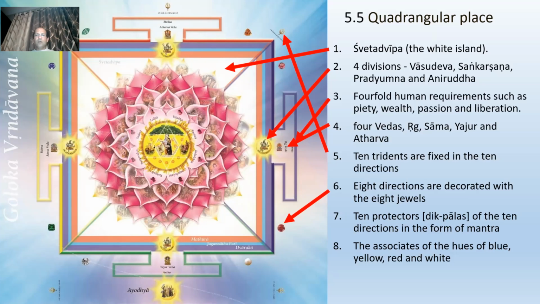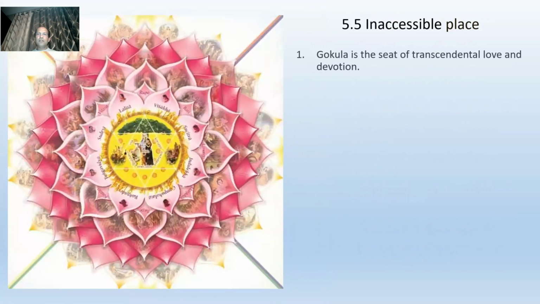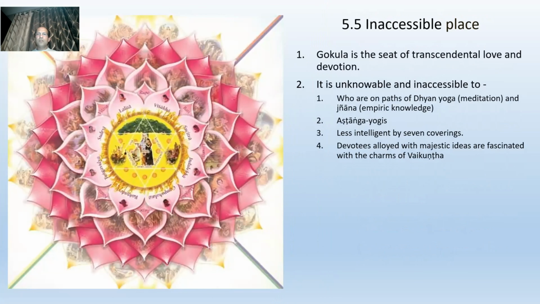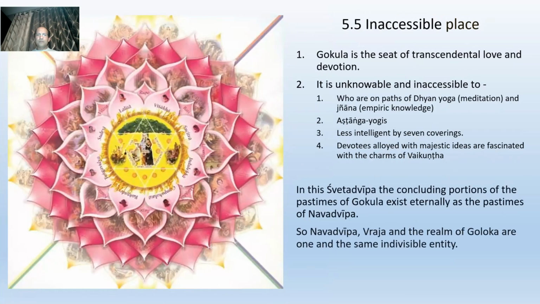abode. And there are also in these 10 directions, dikpalas who are in the form of mantras, and we learned that they are protecting this abode of Lord Sri Krishna. And there is a hue in the form of blue, yellow, red, and white. So that's what we have learned. And then last time we also saw that Gokula is the seat of transcendental love and devotion, and it is not accessible to non-devotees particularly.